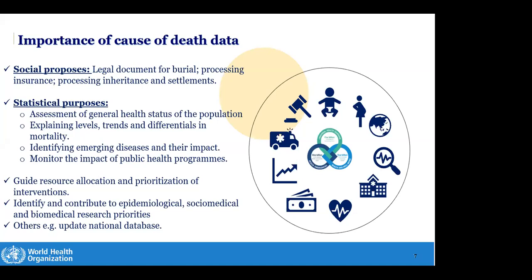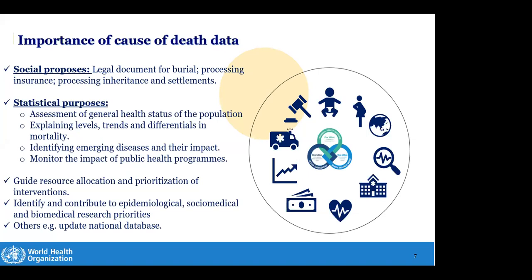But cause of death information is important for social purposes. It's a legal document in many countries for burial. It is important for processing insurance. It is important for processing inheritance and settlements. It is important for statistical purposes, used to assess the general health status of the population, examine the levels, trends and differentiations in mortality, identify emerging diseases and their impact, and monitor public health programs. They also guide resource allocation and are used to prioritize interventions. Generally, they are important for epidemiological surveillance, including social, medical, and biomedical research priorities.